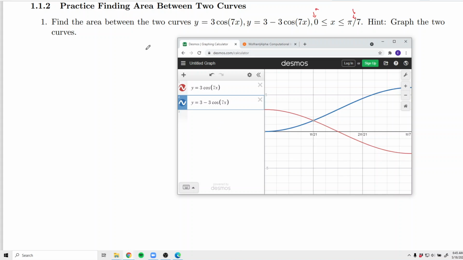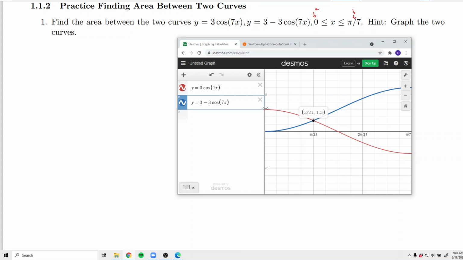The reason I haven't scrolled out at all is because I have exactly the x bounds that I'm given. This is x equals 0, this is x equals pi over 7. And what you want to notice here is that we have the situation of them crossing. The red graph is y equals 3 cosine 7x, and the blue one is 3 minus 3 cosine 7x. So when we set up our integral, you'll notice that they cross, and they cross at x equals pi over 21. So I'm going to go ahead and write down in words what we have.